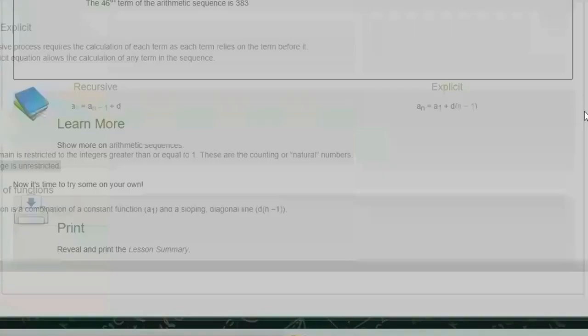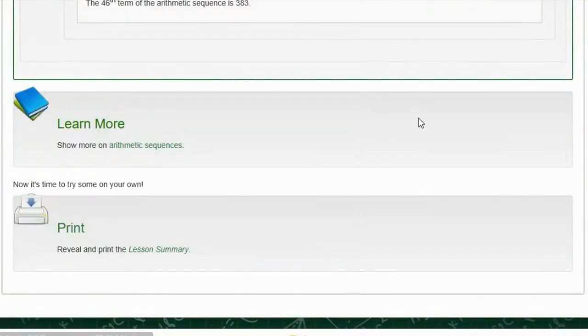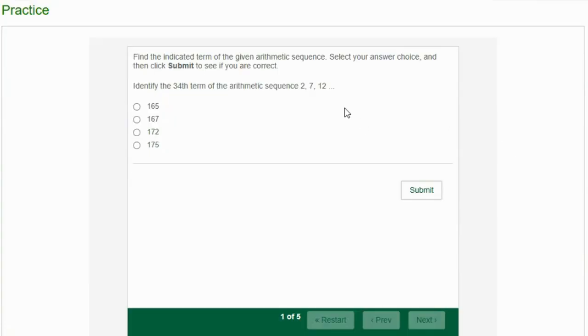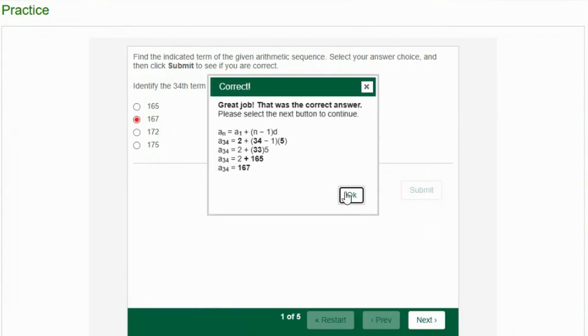All right. There are some example problems here on page 4. Some practice for you. Find the indicated term. What is the 34th term of this 2, 7, 12 sequence? All right. So you do all your math, figure out, you can find common difference right there. The common difference is 5, and you got the first term. So you just plug that in, work that up.